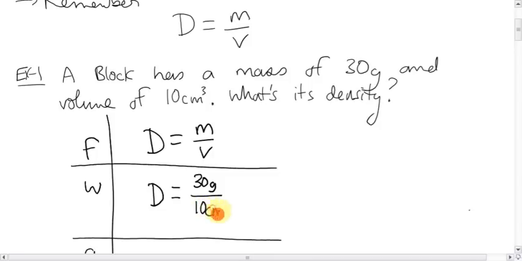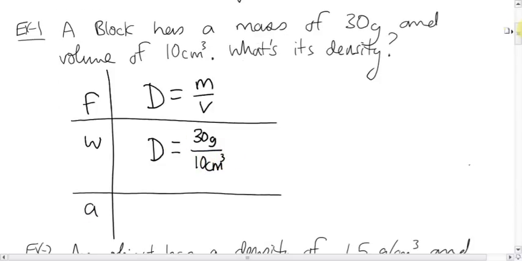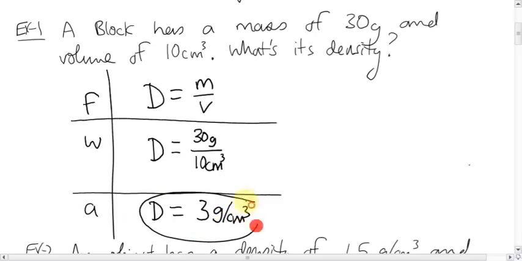10 centimeters cubed. And remember, the next step was to simply do the math. 30 divided by 10, which is 3. Use a calculator if you want. Line up the D's. D is equal to 3, and the units were, if you remember, density always steals the units from the question, grams per centimeter cubed. And that was your answer. The density of that block was that.